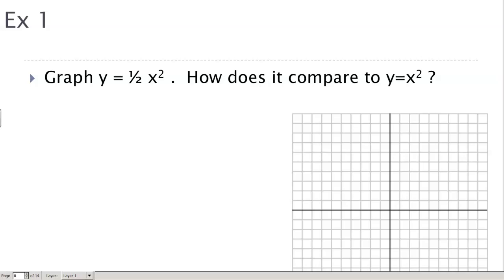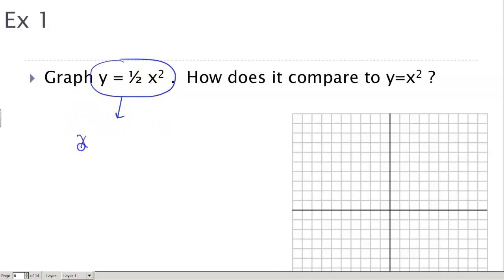All right, so let's look at a first example here. Pretty simple one. We are to graph y equals 1/2 x squared. Now, the typical way to graph a function, if we don't know any shortcuts or patterns, is just going to be to make a table of values.